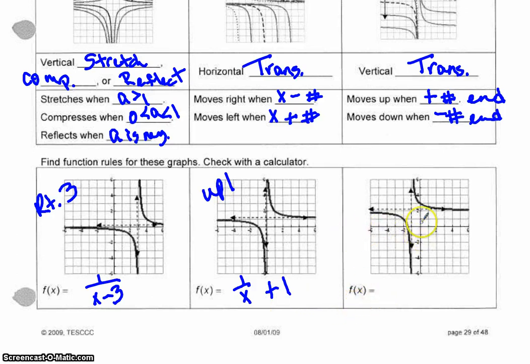So looking at this one, it looks to me like it went left 1. It also went up 2. So the left 1 makes it 1 over x plus 1, and the up 2 makes it plus 2 at the end. Okay, most of the ones you're going to see here are going to be reflections or horizontal moves or vertical moves. They're not going to be compressions and expansions, okay?